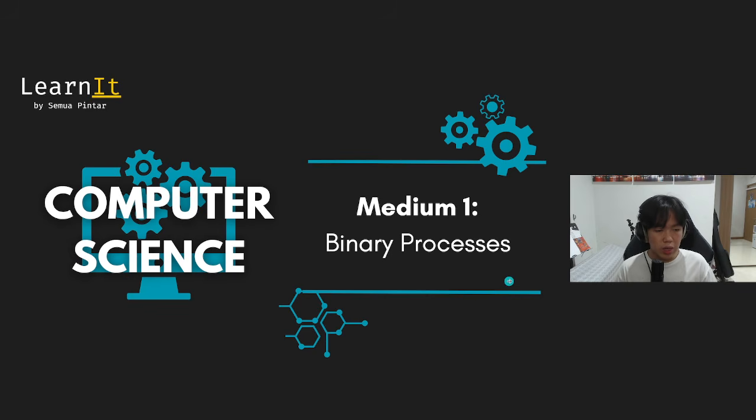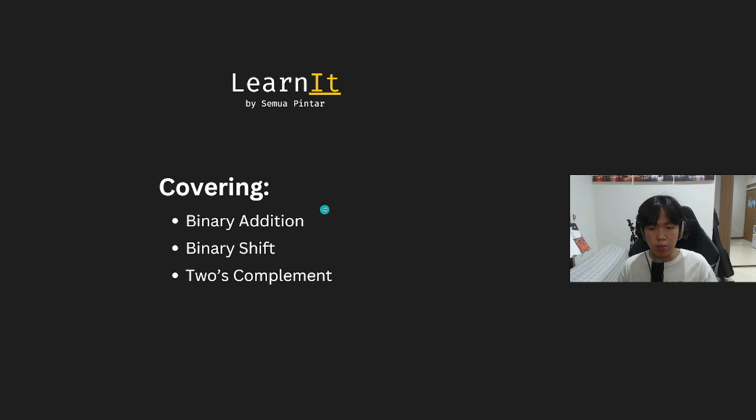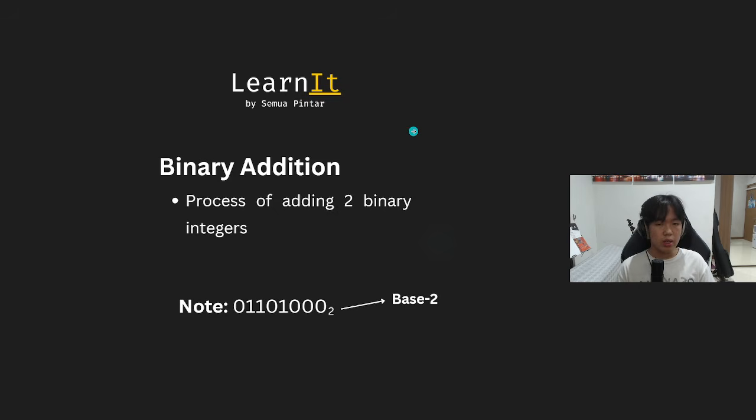So for today, we're going to be talking about 3 different topics. First one is binary addition, second one is binary shifting, and the third one is 2's complement, all of which are really essential in the process of binary. Okay, so let's get right into it. This first one is about binary addition, and as the name suggests, this is pretty much the process of adding 2 binary integers together.